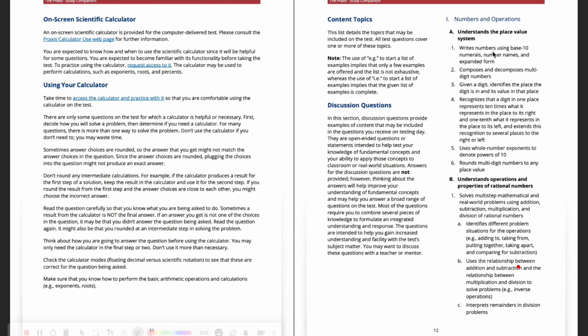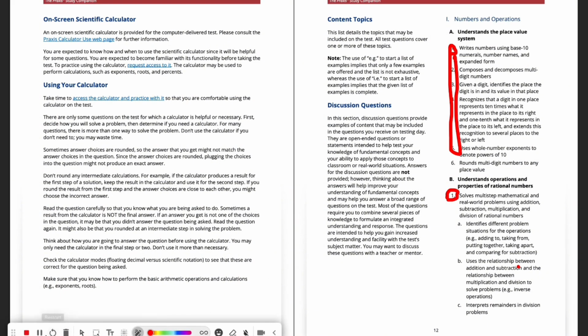You'll be able to look at it and say, well, I'm pretty familiar with writing numbers using base 10. Okay, I might be familiar with all of these things, but I might need some additional help with solving multi-step mathematical and real-world problems. You might not be strong in that content area. And so you want to use this study plan to identify the topics that you need to work on, that you need to improve on, that you need a refresher on. Remember, they're letting you know what they're assessing you on.